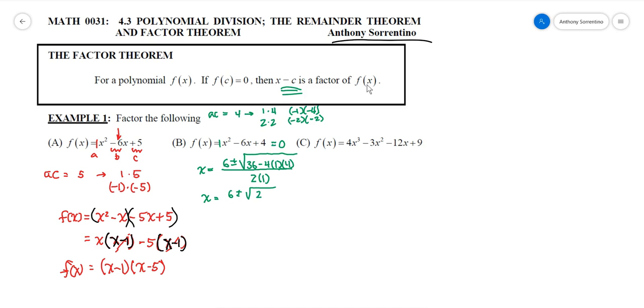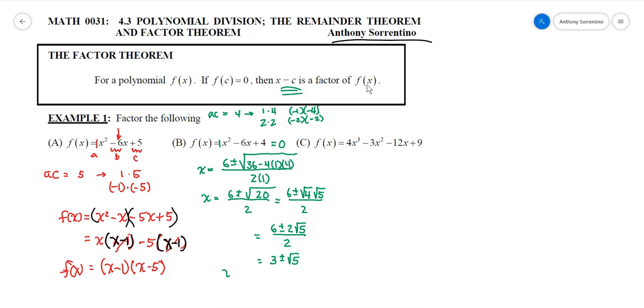I end up with the square root of 20 in here. The square root of 20 can be simplified or split up into the square root of 4 times the square root of 5, with the square root of 4 being the largest perfect square that goes into 20. And therefore, I would end up with 6 plus or minus 2 square root 5, all divided by 2. And if I divide by 2, remembering to distribute, I'm going to have 3 plus or minus the square root of 5 as my zeros.